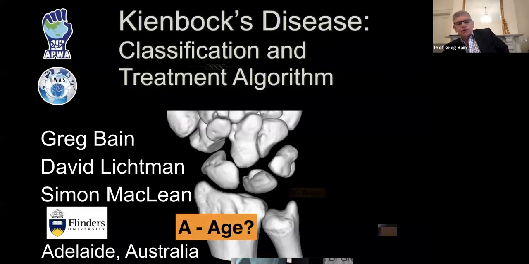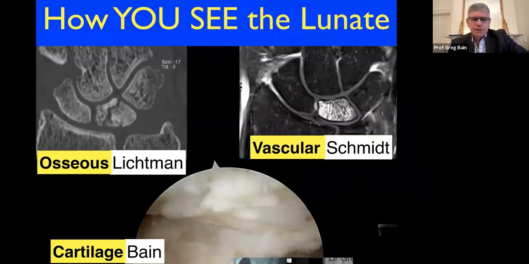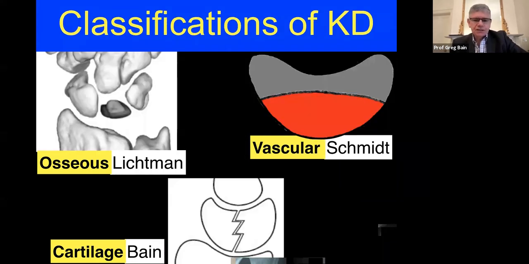So I'd like to now go on to talking about the algorithm and classification system that we've developed, particularly with David Lippman. And basically it comes down to A, which is the age of the patient, B is the bone, which of course is the lunate, and C, which is the carpus. So what you may see when you see your patient, you may classify them with Lippman's grade. You may use the vascular classification of Schmidt, as we described briefly, or you may use our articular cartilage classification. You may look at using these classifications that help define the osseous, vascular, and articular aspects of Kienbock's disease.